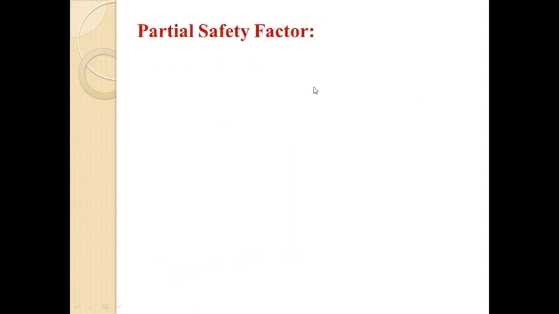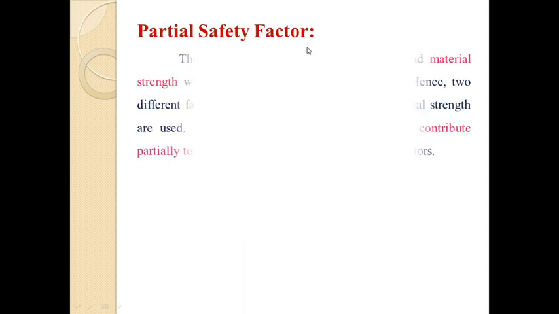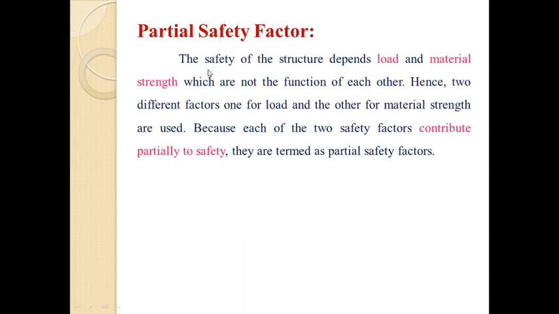Now in this lecture we are going to discuss the partial safety factor. So what is meant by partial safety factor? The safety of the structure depends on load and the material strength, which are not a function of each other. Hence, two different factors, one for load and the other for material strength, are used. Because each of these two safety factors contributes partially to safety, they are termed as partial safety factors.